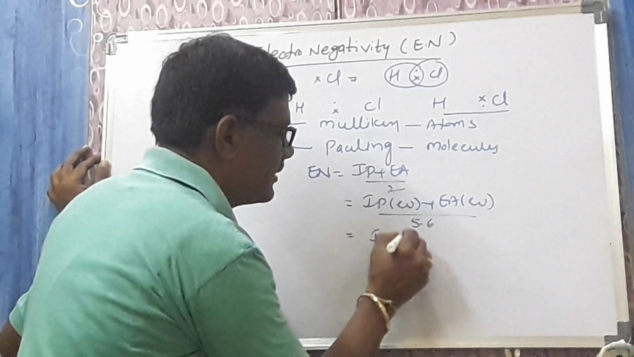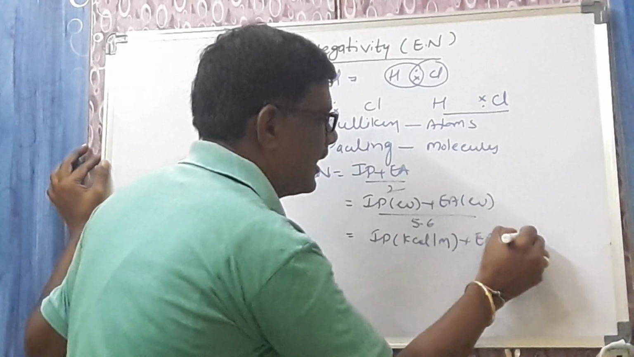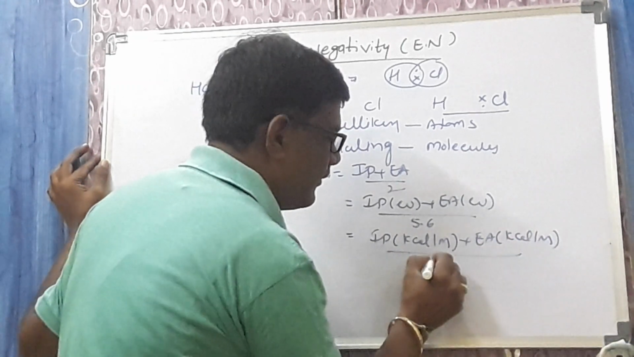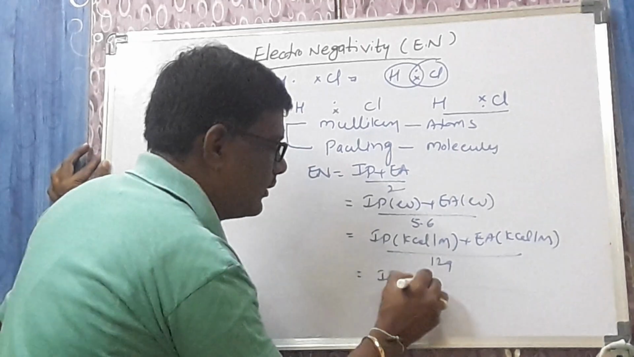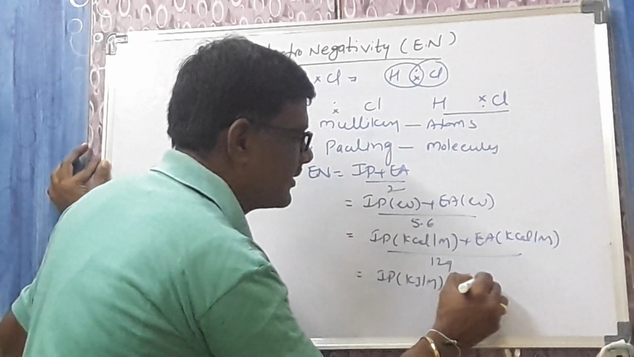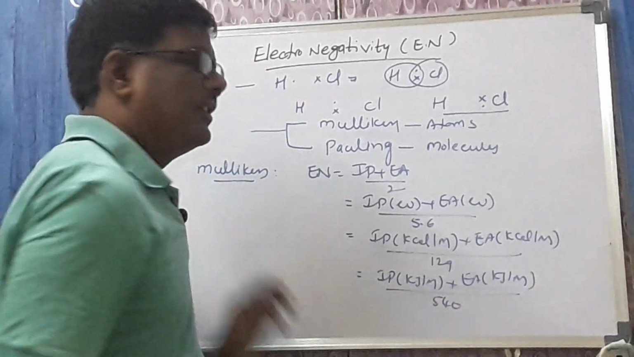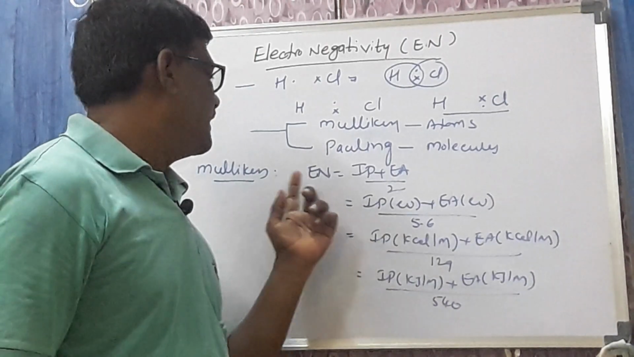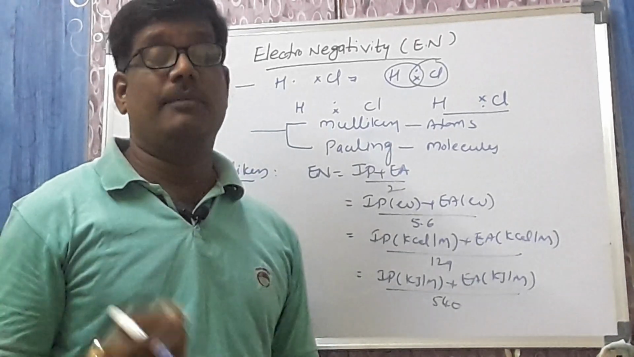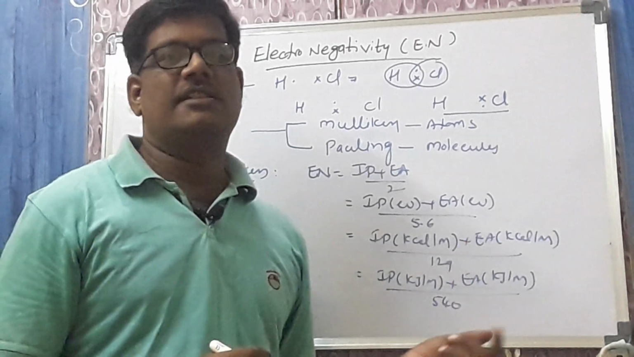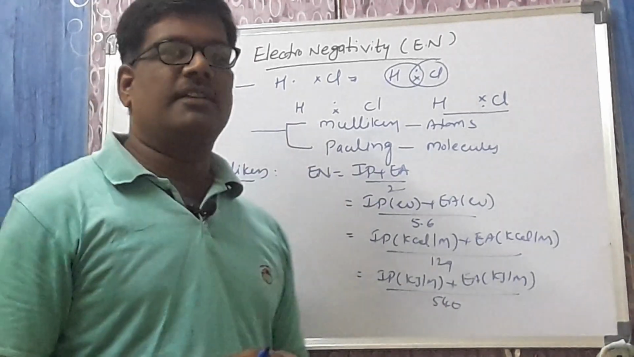If ionization potential is given in kilocalories per mole, and electron affinity also in kilocalories per mole, then it must be divided by 129. If ionization potential is given in kilojoules per mole and electron affinity also in kilojoules per mole, then it must be divided by 540. Then only you will get the accurate value. Generally, according to the Mulliken scale, electronegativity is the average of the ionization potential and electron affinity, but based on the units a slight change takes place, and it is applicable for atoms only. So this is the simple introduction to electronegativity.